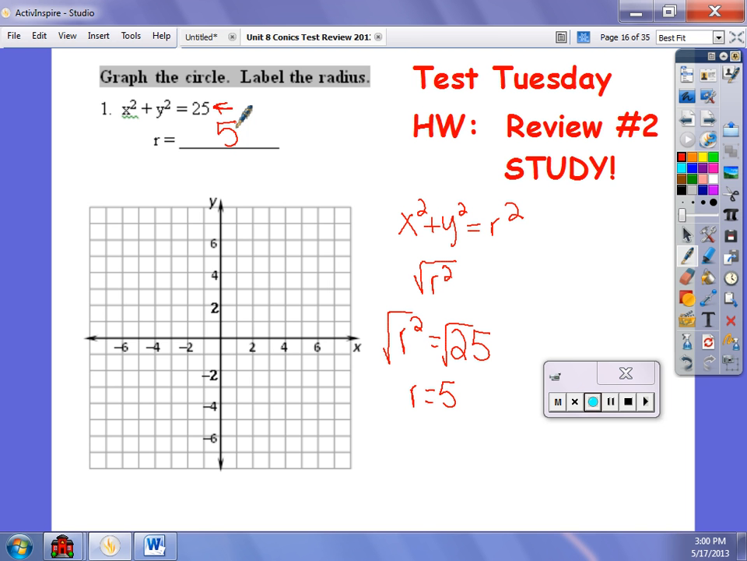So now to graph this, we're going to go 5 to the right, label it, 5 up, label it, 5 to the left, label it, and 5 down, label it. Please don't forget to label, because you know how strict I'm going to be when it comes to labeling. Now you're going to connect your dots, always have a center. I'm not going to use the cheat tool, I'm going to make my circle.